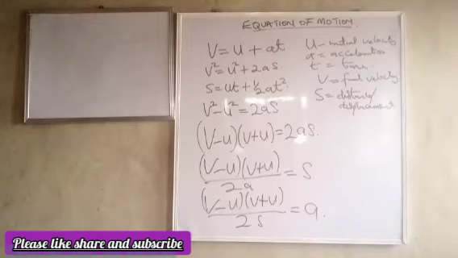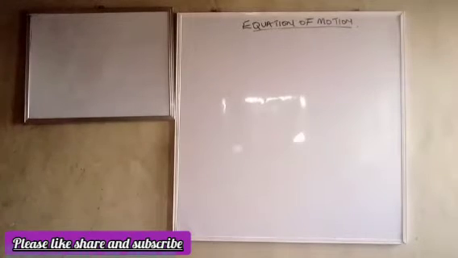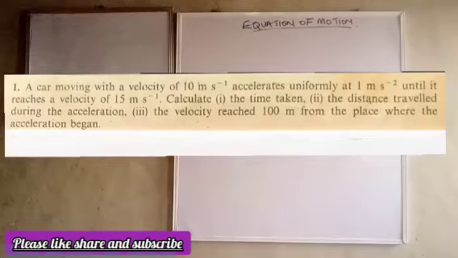Let's go to testing with some questions. A car moving with a velocity of 10 meters per second accelerates uniformly at 1 meter per second squared until it reaches a velocity of 50 meters per second. Calculate 1, the time taken; 2, the distance traveled during the acceleration; 3, the velocity reached 100 meters from the place where the acceleration began.